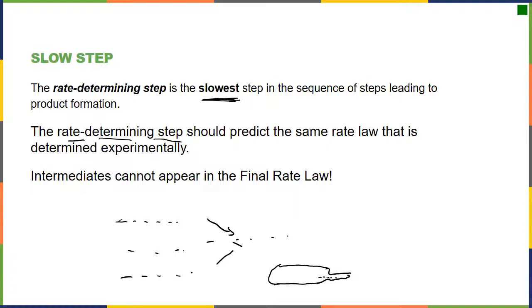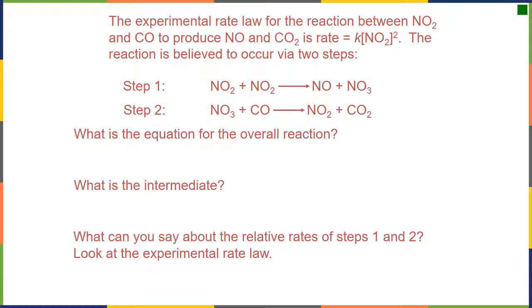The rate determining step is the slowest step in the sequence, and the slowest step should predict the same rate law that is determined or observed experimentally. With a note, we can't have intermediates in our final rate law. So, we've got some rules. Let's look at this one. We're looking at the reaction between NO2 and CO to make NO plus CO2, and we are given that the experimental rate is k times [NO2] squared. And we are proposing, and these are always proposed unless you go to lab and prove them, which is pretty darn tough, that this happens using two steps.